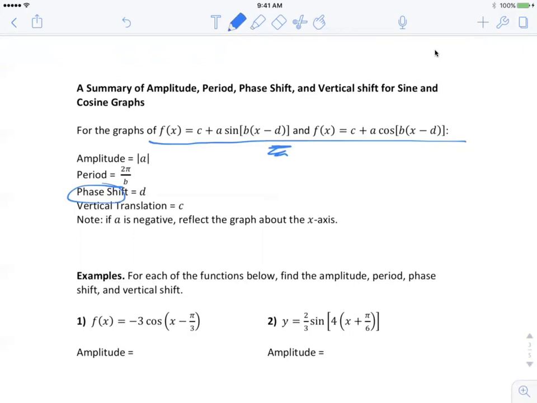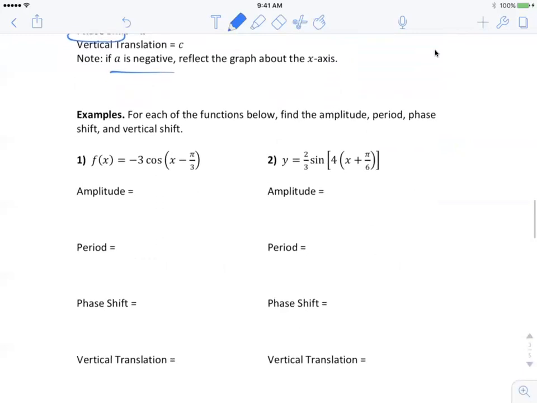Now look at that sign. If it's a minus sign, it's to the right. If it's a plus sign, it's to the left. And then the vertical translation is just that number being added on the outside of the function, the C. And then a note, if A is negative, reflect the graph about the x-axis, flip it upside down. Okay, let's try some of these out. I'm not worried about graphing these right now. I just want to find those 4 key pieces of information.